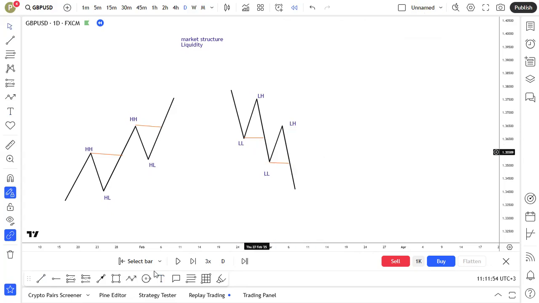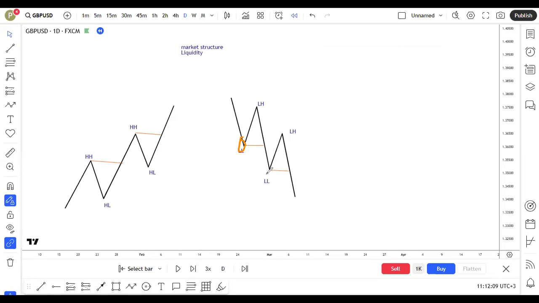We have these breaks of structure, and it is very simple if you actually understand. Just focus on the formation of higher highs and higher lows, or lower lows and lower highs, depending on the direction of the market. So this lower low was taken by this lower high. From this lower high we pushed the price to the downside, and we took this previous lower low and formed this new lower high. This is what was formed after price broke structure here. So that's all about market structure.